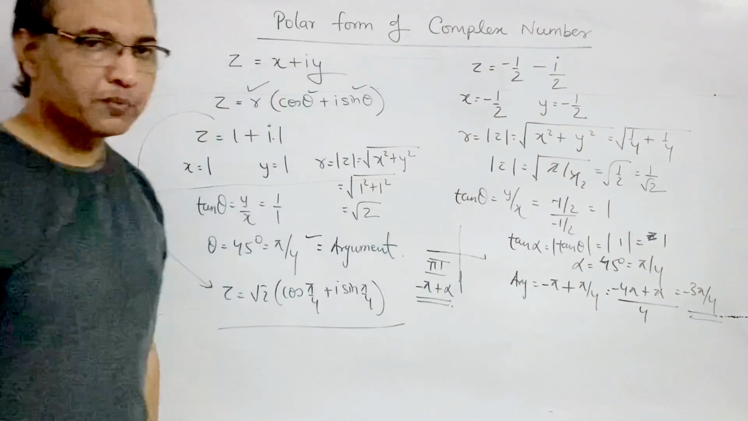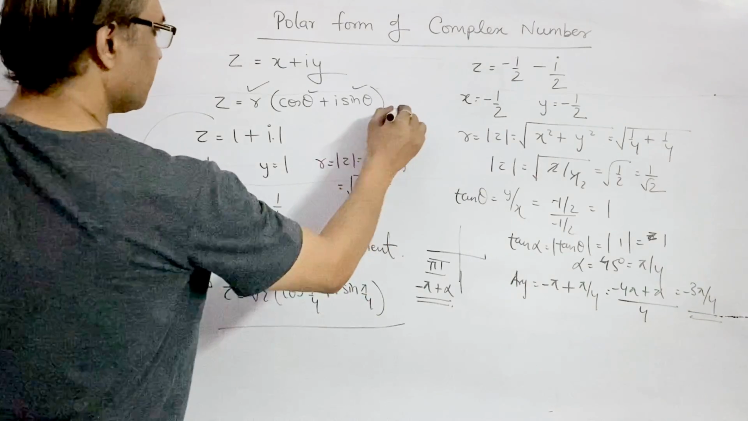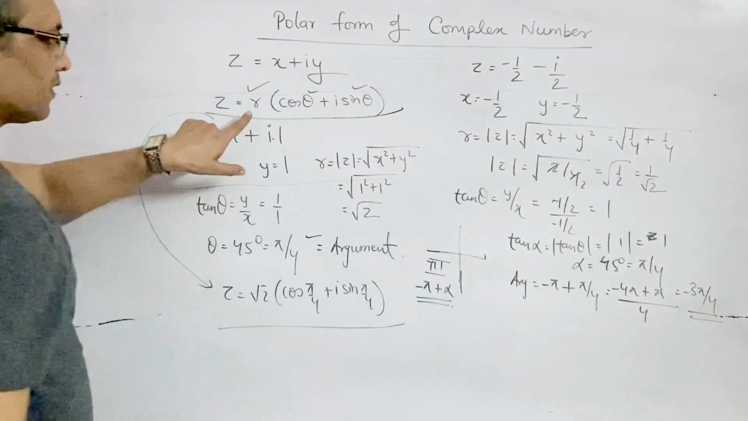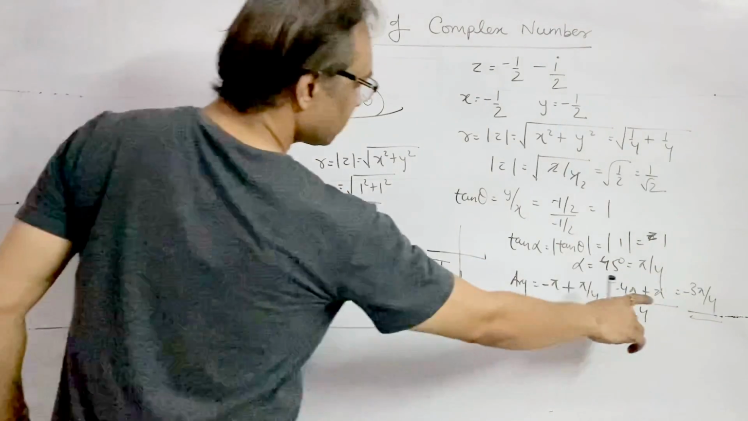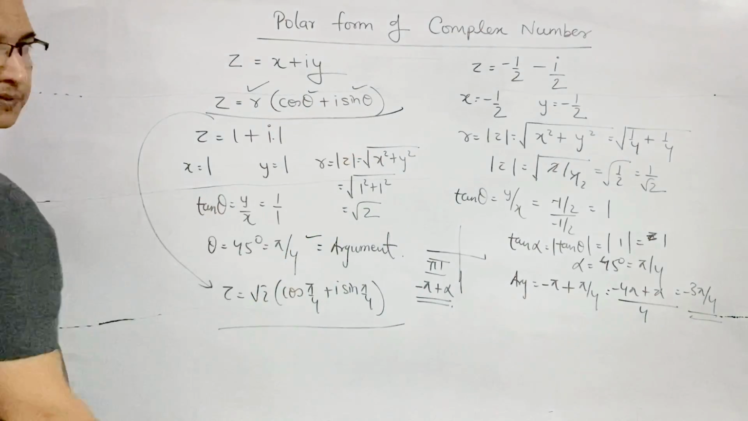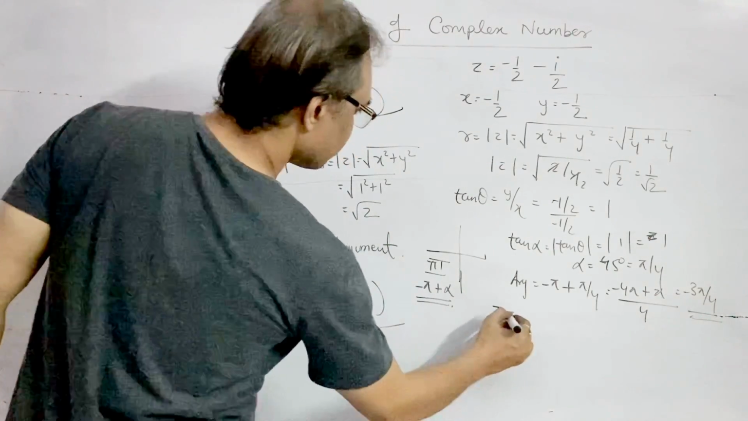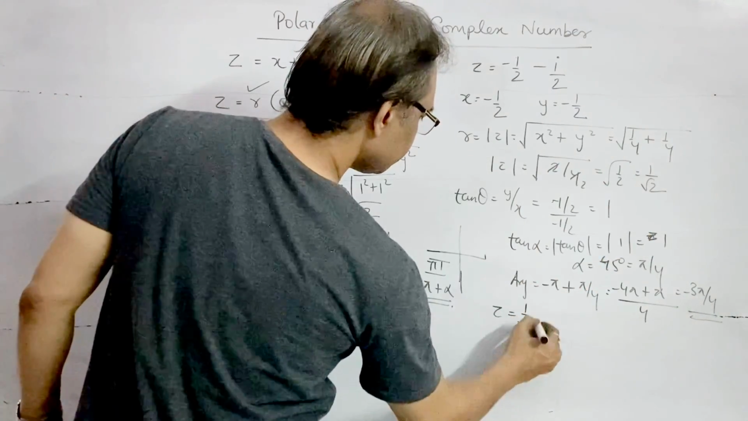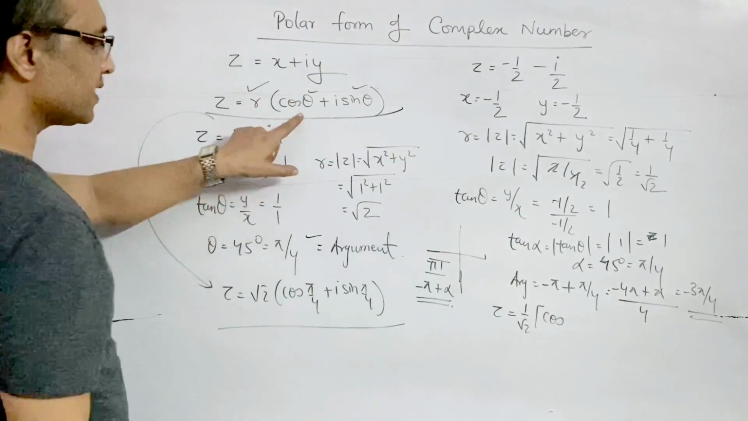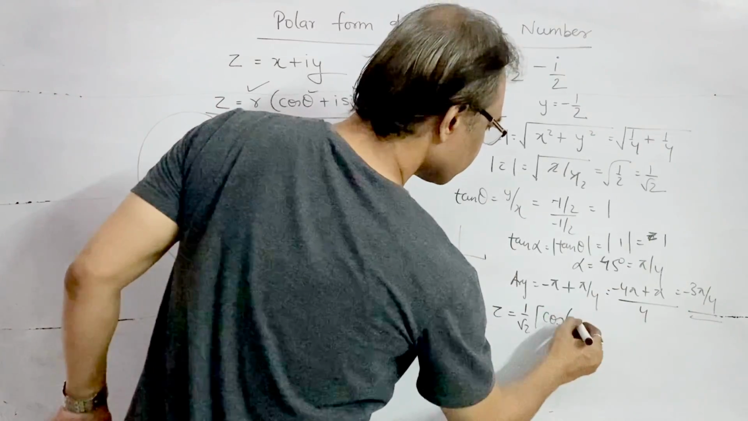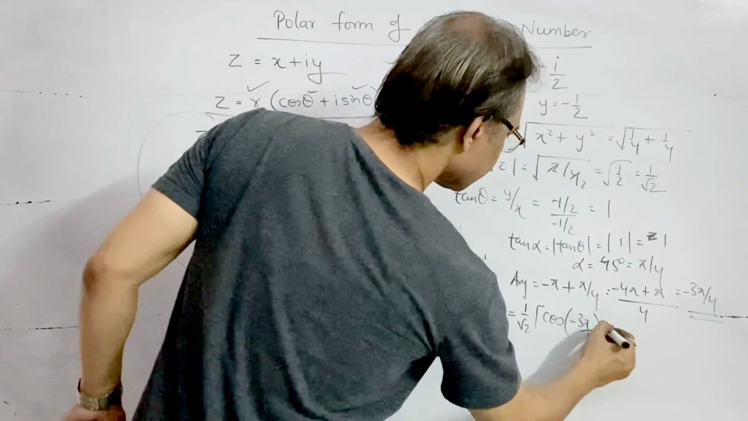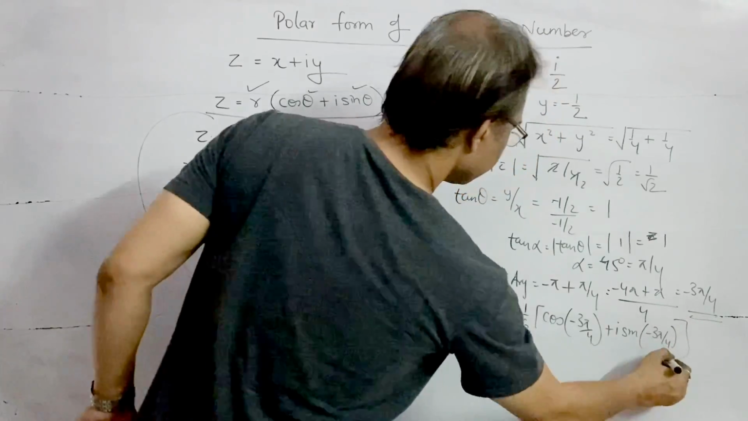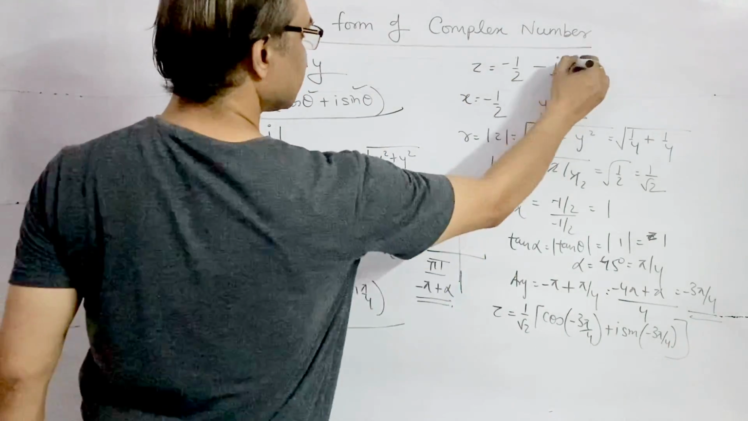We need to find the polar form of the complex number. Polar form of a complex number is this. We know the value of r, that is 1 by root 2, that we will substitute here. We know the value of argument, minus 3 pi by 4, that we will substitute here. So the polar form of complex number becomes z equal to, in place of r, 1 by root 2, cos theta, where theta is the argument, that is minus 3 pi by 4, plus i sine minus 3 pi by 4. So this is the polar form of this complex number.